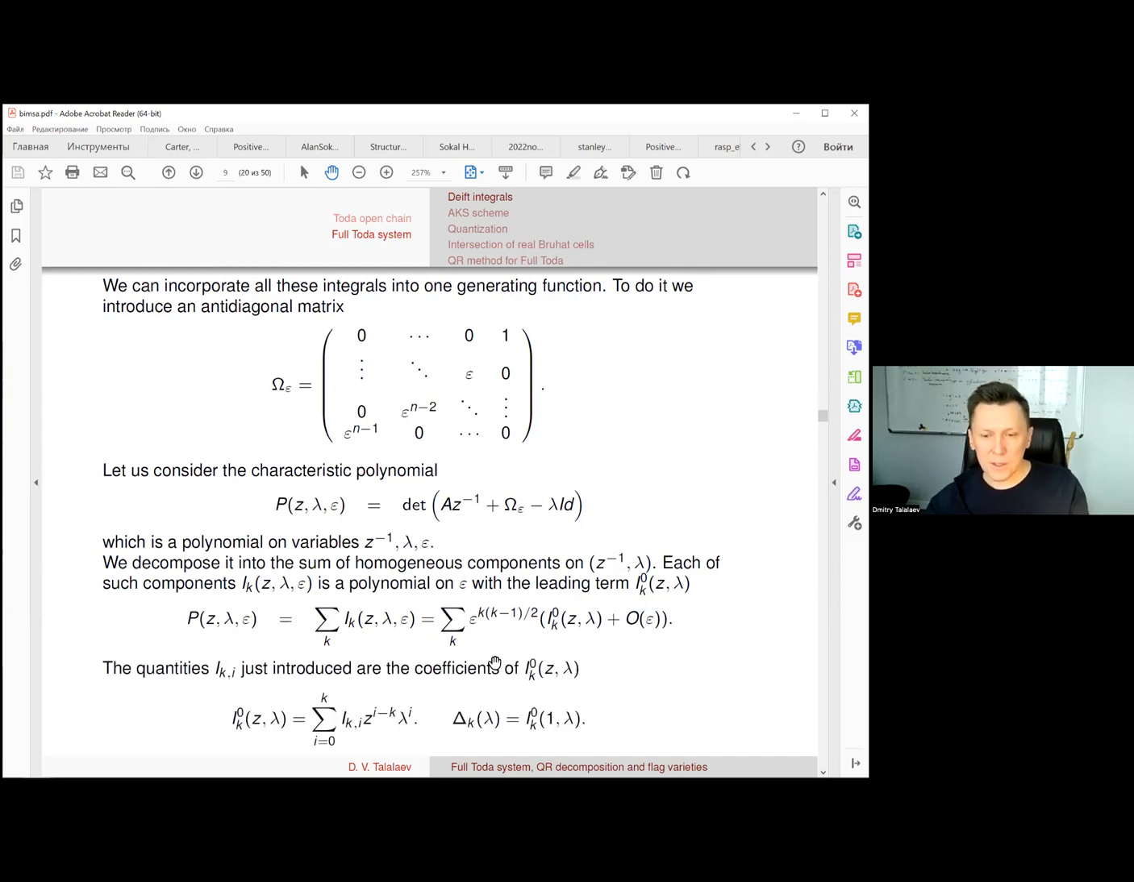So it appears that the generators of the Deift commutative family are just the coefficients of these leading terms in the decomposition in epsilon of such a homogeneous component of this generating series, and it is an important tool to perform the quantization for the system. I will talk a little bit later about it.